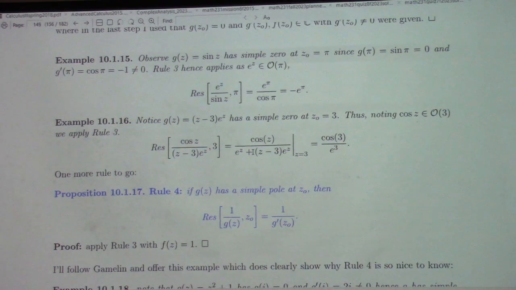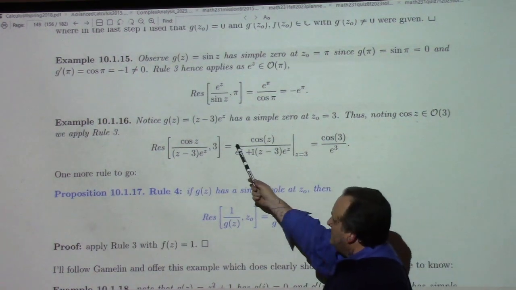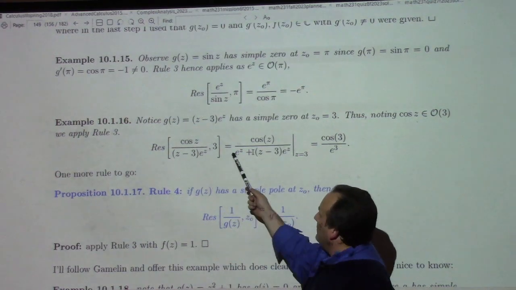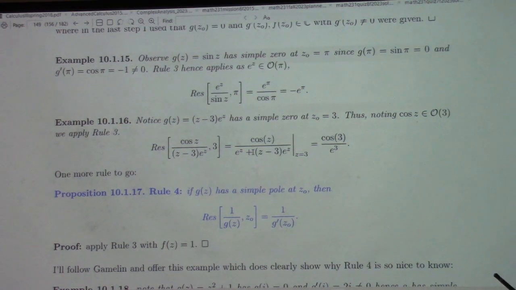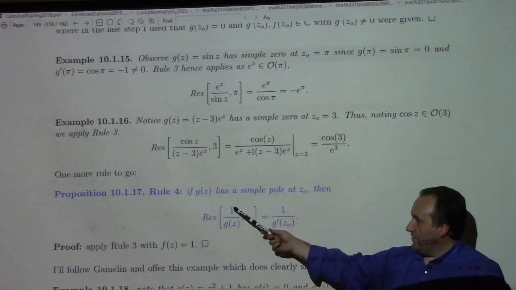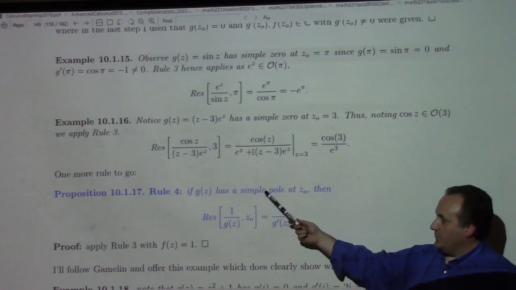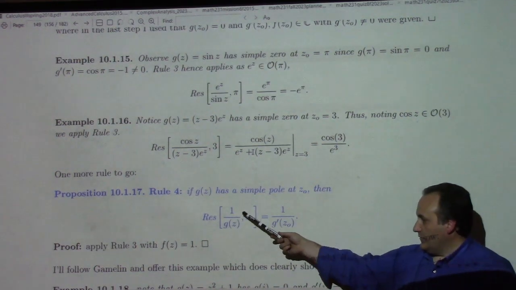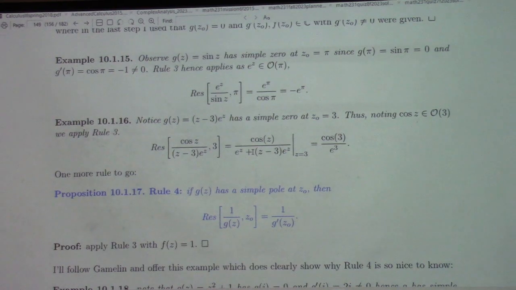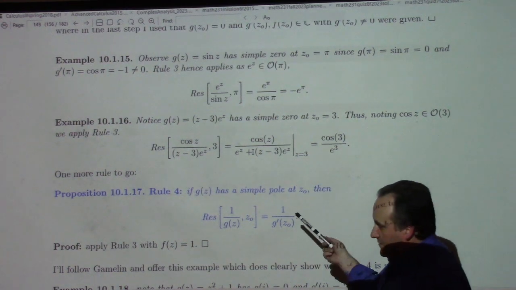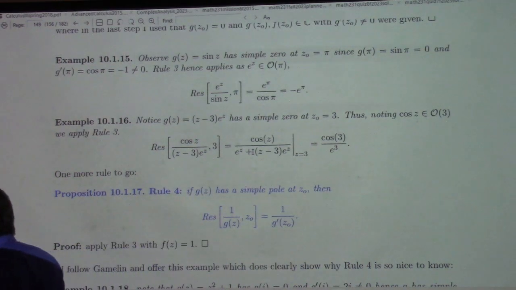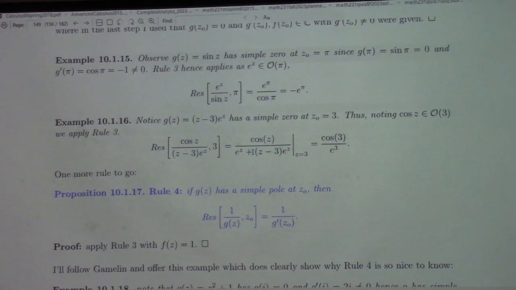That's nice. It's real nice. And here's another one. G of z has a simple 0 at 3, voila, residue calculated. And then finally, rule 4: if we have a reciprocal of a function with a simple 0, we just go back to rule 3 in the case f equals 1. It's just 1 over the derivative. And so when you go back and look at what we did with the partial fractions at the start, now in the cold mechanical light of rule 4, whoa, it becomes so much easier.